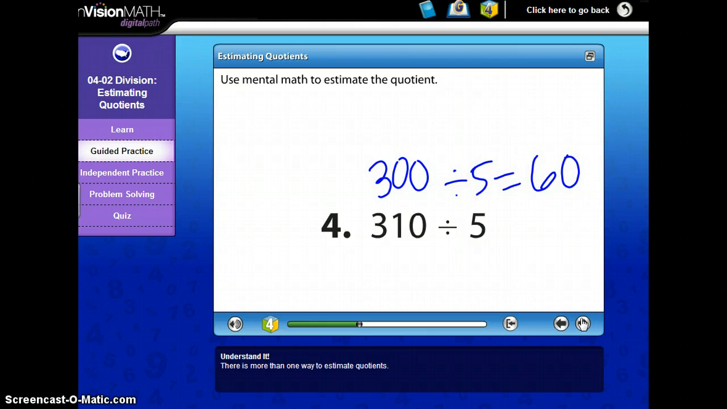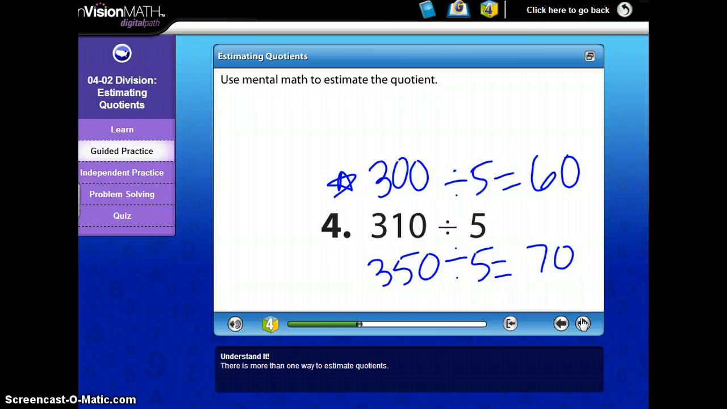Now, why would 35 not be the best choice? What if I would have changed this to... It's okay, but why is this one a better choice? Why do you think, Aiden? Because there's only one number to multiply.